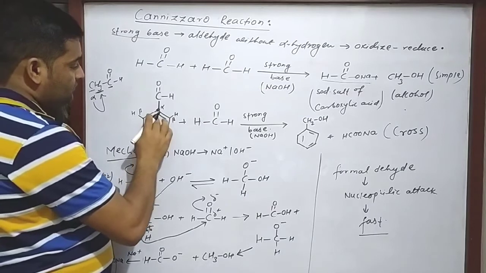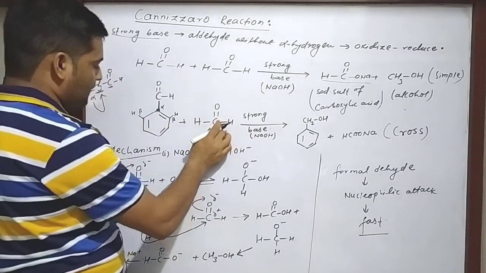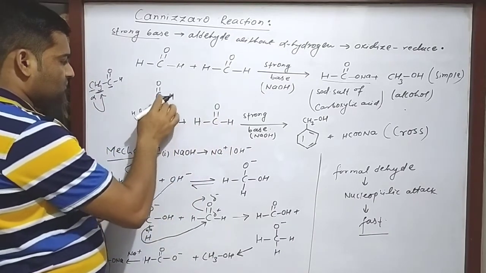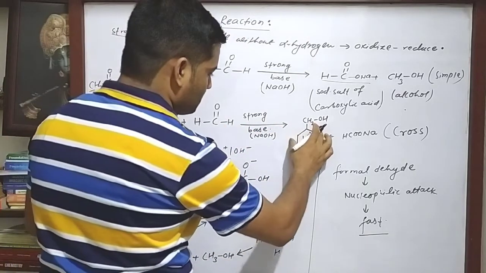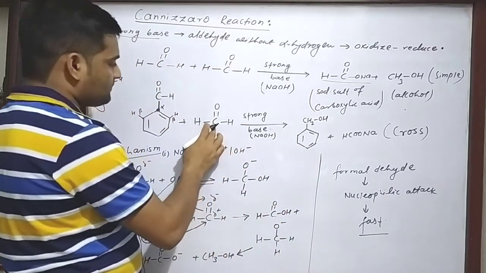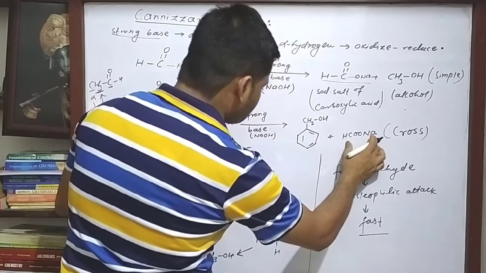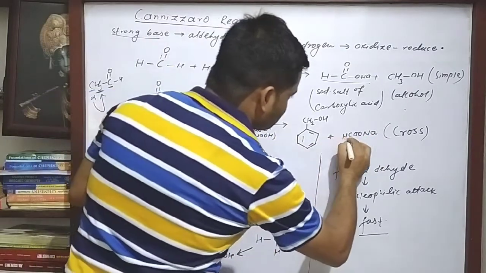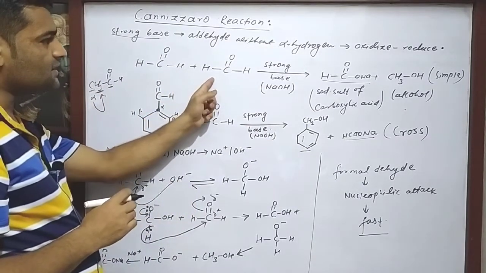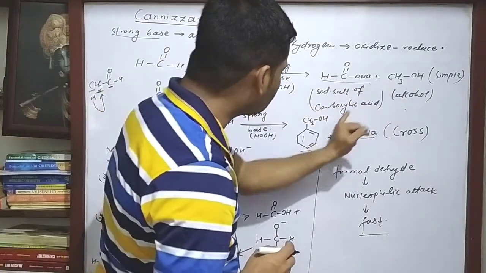And here this molecule doesn't contain alpha hydrogen, this also doesn't contain alpha hydrogen, and when we react these molecules, benzaldehyde gives benzyl alcohol, this is benzyl alcohol, and formaldehyde is oxidized to give the sodium salt of formic acid. Here oxidation, here reduction, and the molecule without alpha hydrogen itself is oxidized and reduced to give the salt of a carboxylic acid and an alcohol.